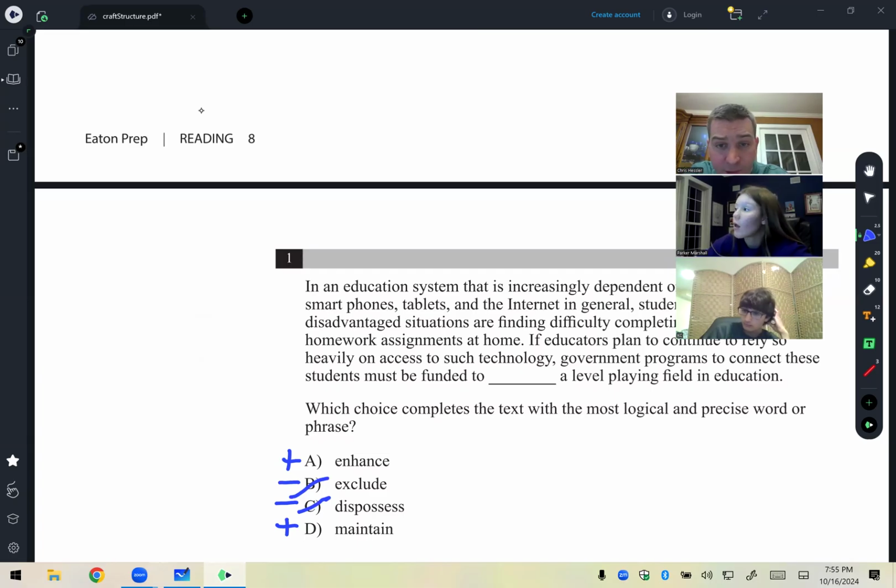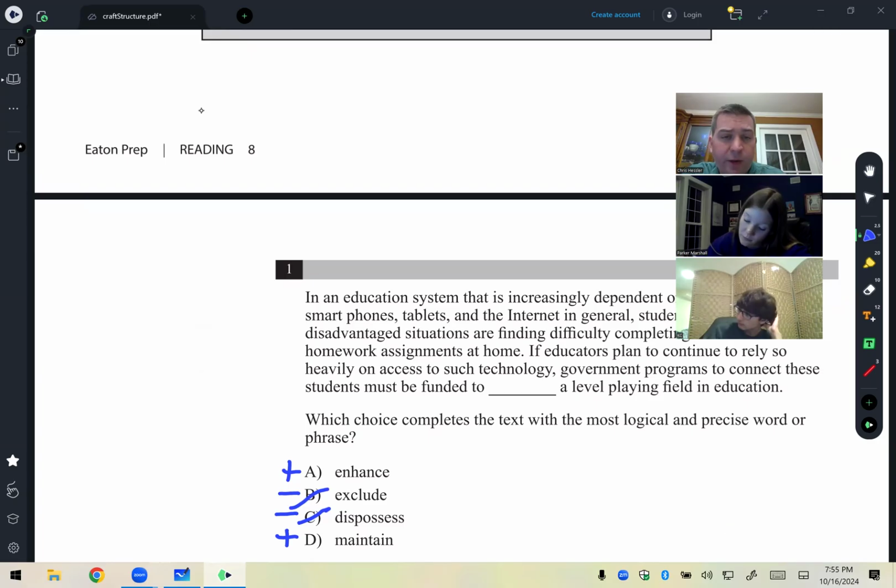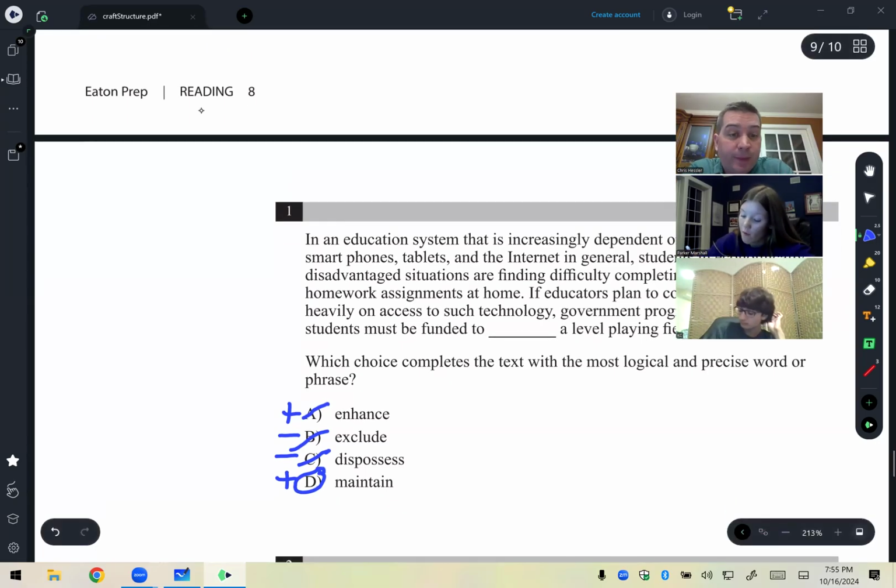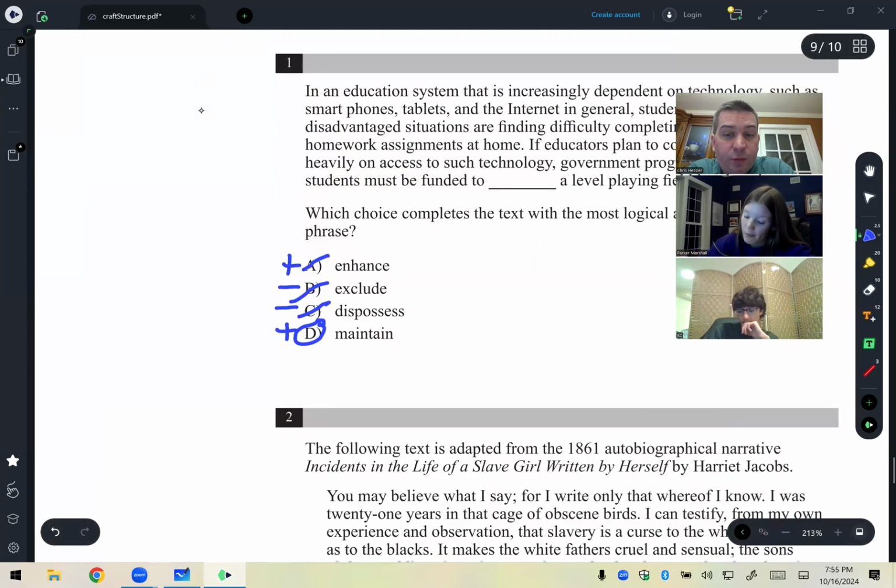All right, I'm going to try enhance. If educators plan to continue to rely so heavily on access to such technology, government programs to connect these students must be funded to enhance a level playing field in education. That didn't make sense. Let's try the right answer, maintain. Government programs must be funded to maintain a level playing field in education, and that makes perfect sense. That's our right answer. All right, on to the next one.